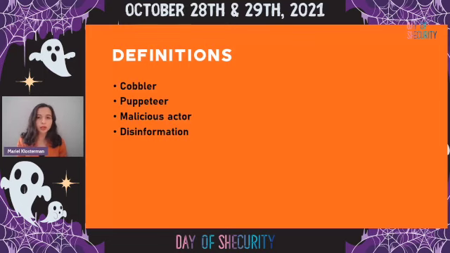A puppeteer is someone who uses sock puppet accounts for their own benefit, whether that's for malicious or benign purposes. And I'll be talking a little more about how you can do that. A malicious actor is someone who threatens through any means to harm the security of an individual or company for their own purposes, whether that be monetary or they're intending to harm their target. And disinformation, I'm mostly defining this because it gets confused a lot with misinformation. Disinformation is false or sort of hazy information that is designed to deceive someone and spread deliberately to deceive someone.